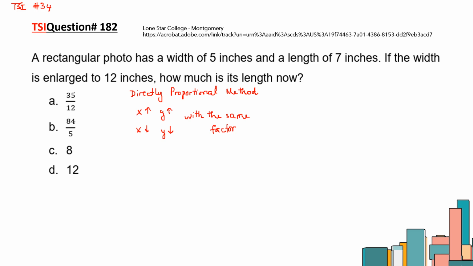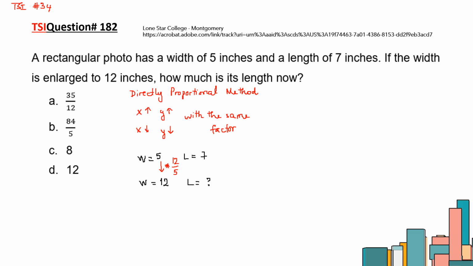So let's work on this. We have the width is 5, and the length is 7 inches. Now the width becomes 12. So what is the length? As we know, from 5 to 12 it is increasing, and where it is increasing, we do multiplication. So 5 multiplied by 12 over 5 gets 12.